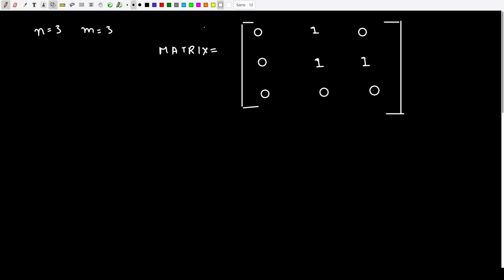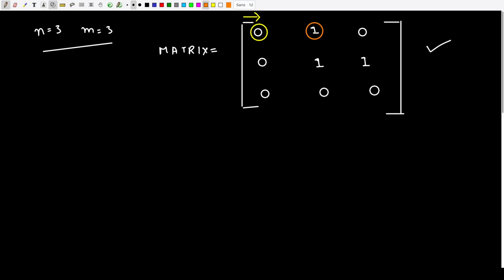So let us take this example. Here the dimension of matrix is 3 by 3 and the matrix which is given to us is this. And as mentioned in the question, the starting index is 0, 0 which is this element. And the current direction is left to right which is this. Now following this current direction, the next element we will obtain is this element which is 0, 1. The position is 0, 1.